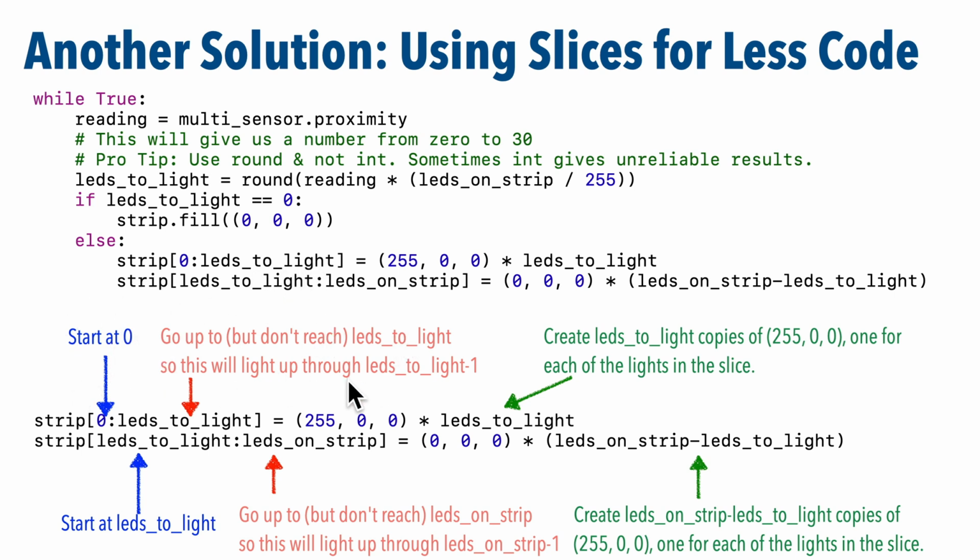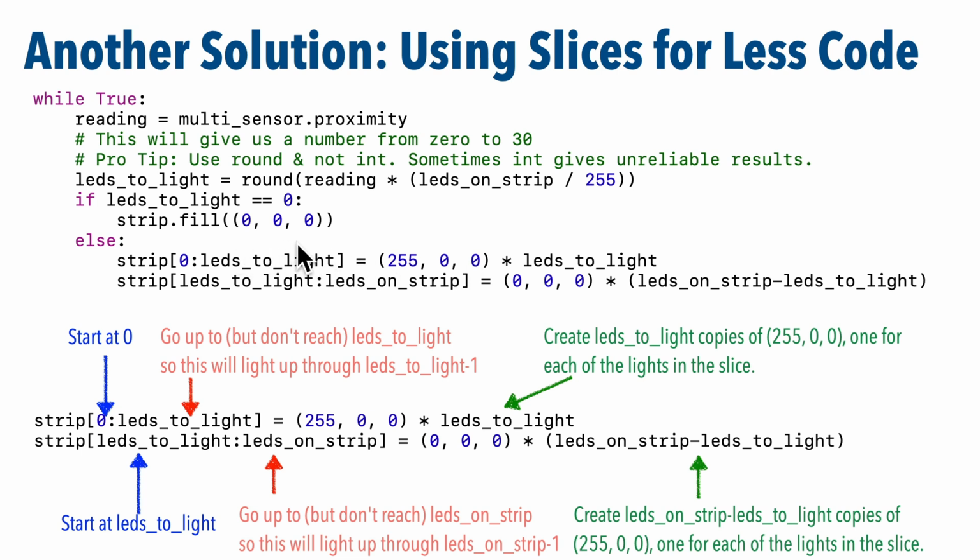So when we have in brackets 0 colon LEDs to light, let's imagine that LEDs to light is 5. Then that would apply the operation to the right of the equal sign to the lights 0, 1, 2, 3, and 4. We never reach 5. So what does this do on the right hand side of the equal sign? Well, we're going to take each light and set it to the color in parentheses. Remember, colors are a tuple. 255, 0, 0 is the tuple for red, and we multiply this by 5, that makes 5 copies of this tuple, one for each of the values 0 through 4.